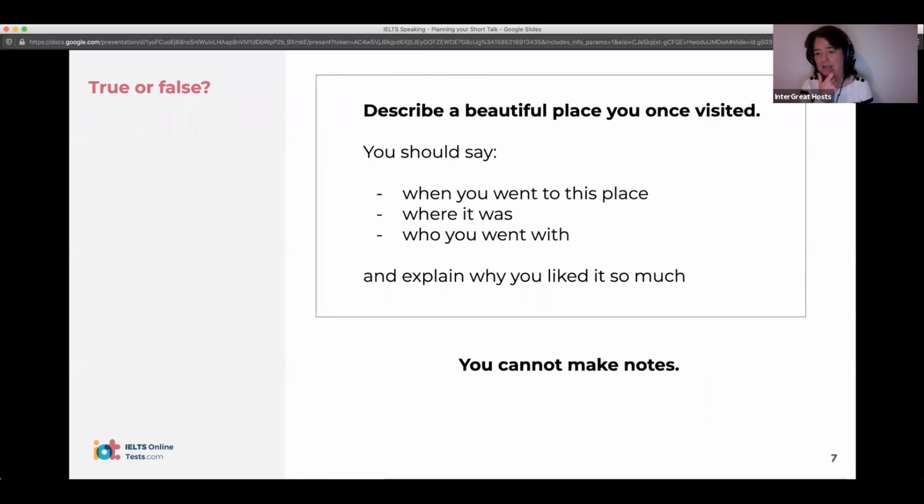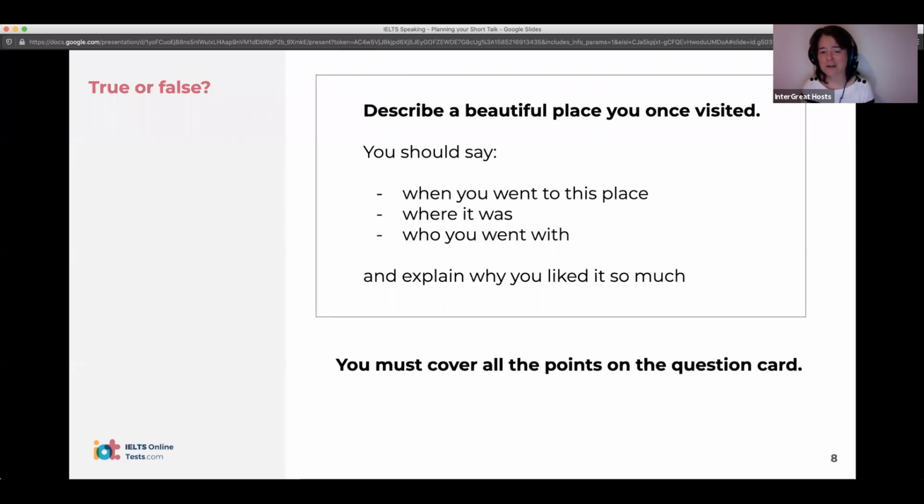Okay, what about the next one? Yeah, that's false. In your 1 minute preparation time, you can make notes and you can look at those notes while you're talking.